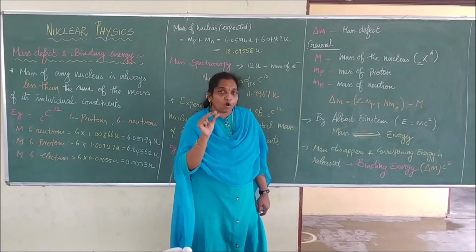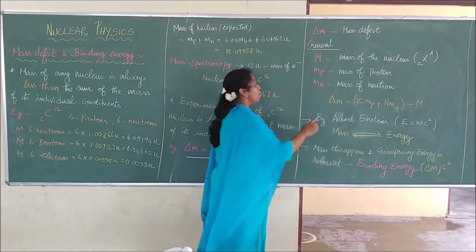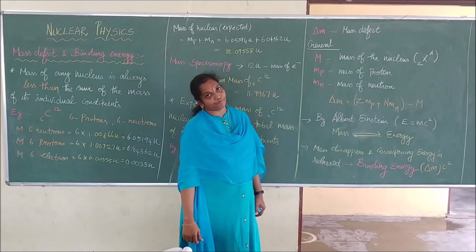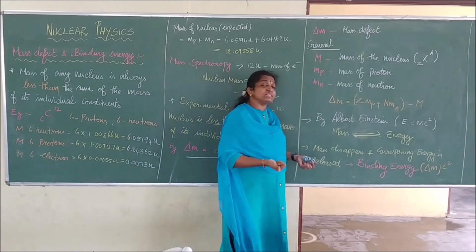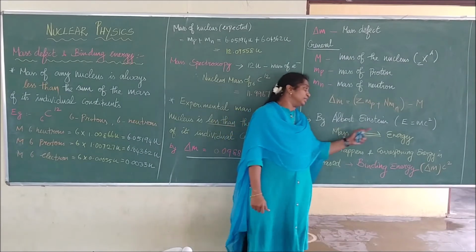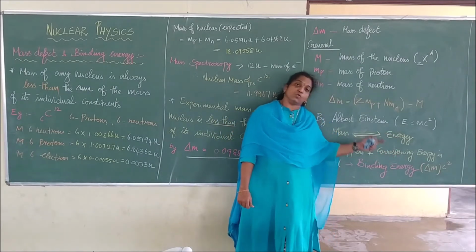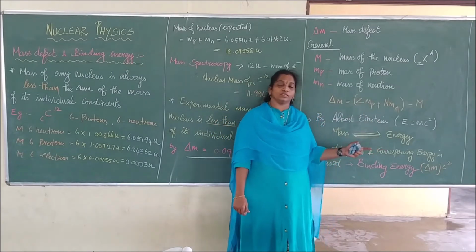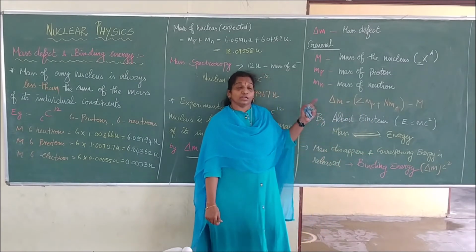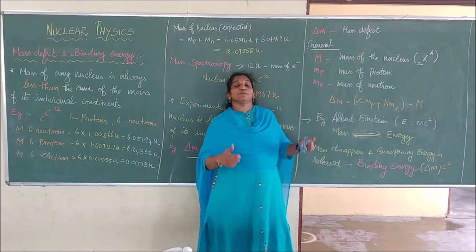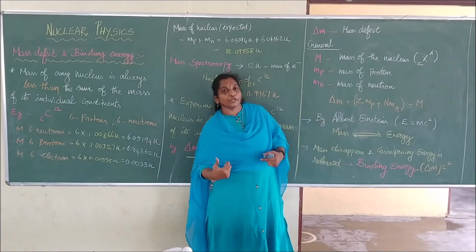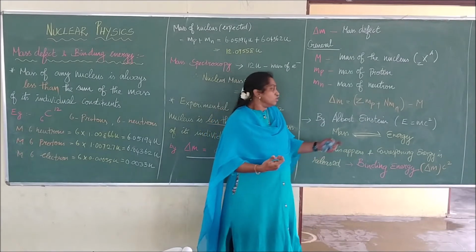We call that small difference in the mass value as what? Mass defect. It will be represented by the symbol Del m. Then the lost mass has been converted in terms of what? Energy. So as per the equation E equal to mc square, it confirms that some mass has been converted in terms of energy, and some energy can be converted in terms of what? Mass, right?